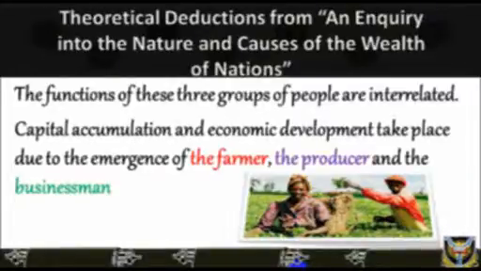On the other hand, the development leads to increase in agricultural production when farmers use advanced production techniques. Thus, capital accumulation and economic development take place due to the emergence of the farmer, the producer, and the businessman.